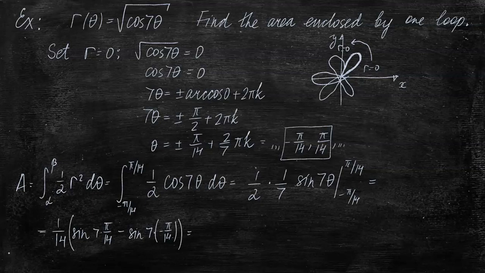7 pi over 14 is pi over 2, sine of pi over 2 is just 1. And sine of negative pi over 2 is just negative 1. So we have 2 over 14, or 1/7. So the area of one loop is exactly 1/7.